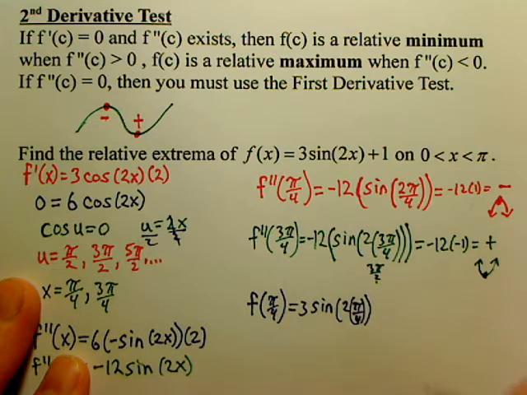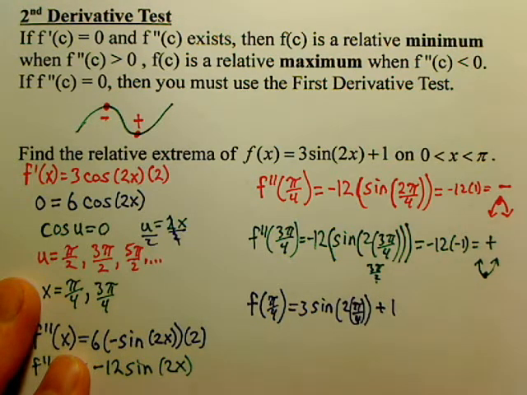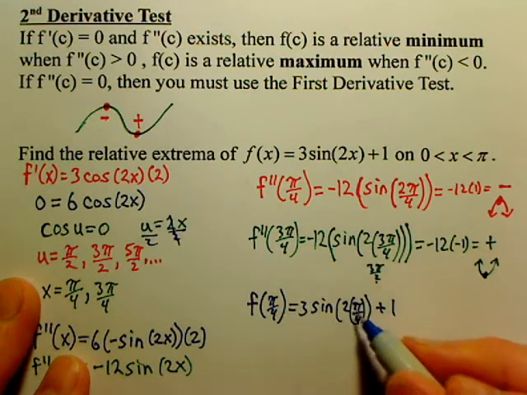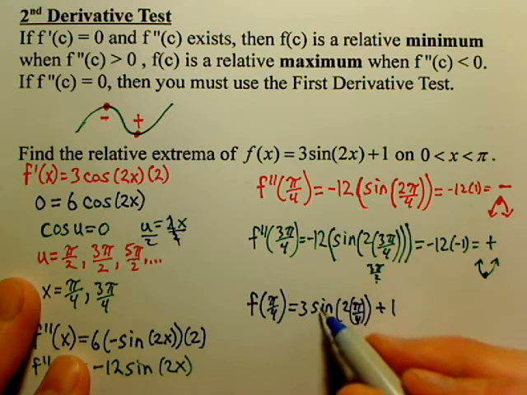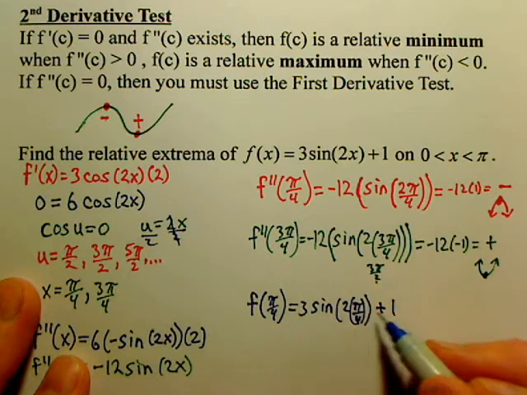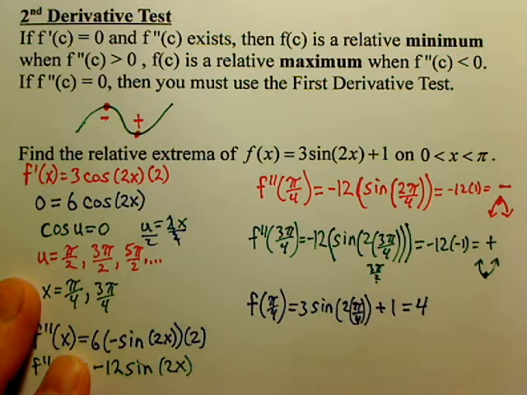And what does that equal? Well, plus 1. I almost forgot the plus 1. It's so easy to miss little things, isn't it? And we put pi over 4 in, that becomes pi over 2. Sine pi over 2 is 1. Okay, so 3 times 1 plus 1 equals 4. So my coordinate is pi over 4, comma 4.